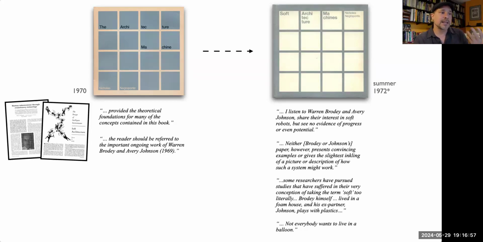Negroponte says, "I listened to Warren Brody and Avery Johnson. I share their interest in soft robots, but I see no evidence of progress or even potential." And then he says, "Neither Brody nor Johnson's paper, however, presents convincing examples or gives the slightest inkling of a picture or description of how such a system might work." He adds, "Some researchers have pursued studies that have suffered in their very conception of taking the term soft too literally. Brody himself lived in a foam house, and his ex-partner, Johnson, plays with plastics. Not everybody wants to live in a balloon."